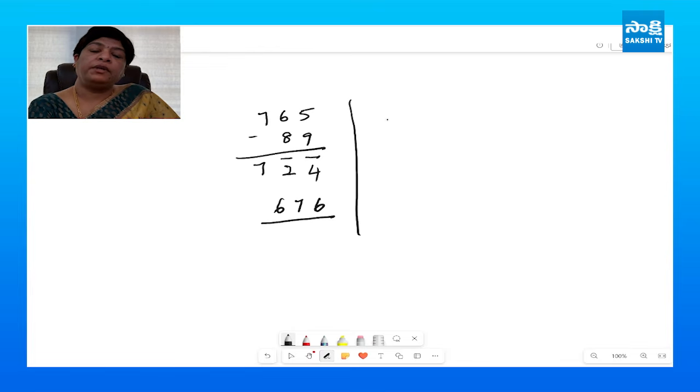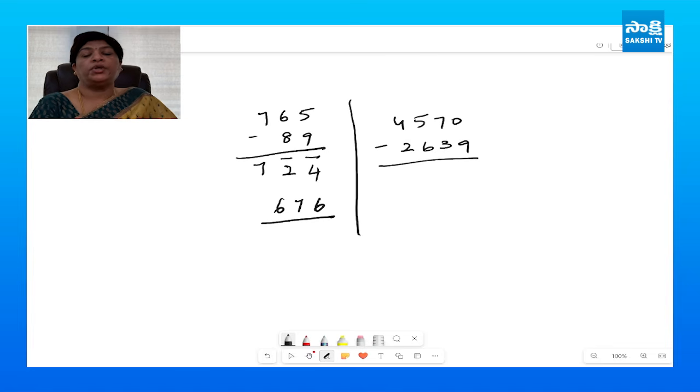Let's see another example. 4570 minus 2639. Here 0 is smaller than 9, so we subtract 9 minus 0, which gives a 9, but it's a bar number. 7 minus 3 is a 4, 6 minus 5 is a 1, but it's a bar number, and 4 minus 2 is 2. So now convert this Winklem number to a normal number.